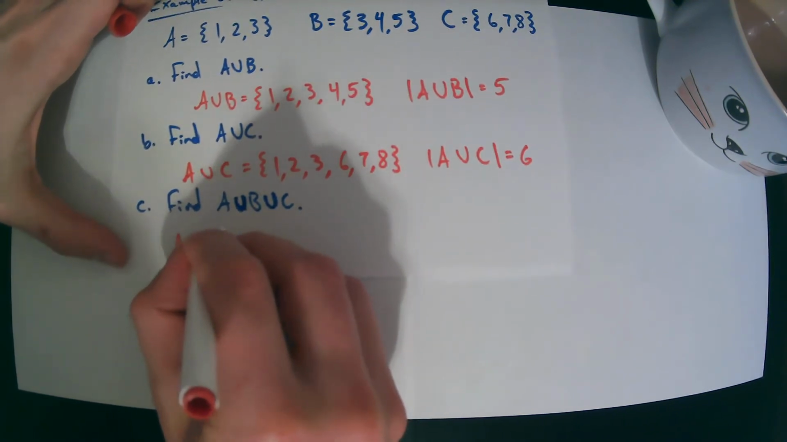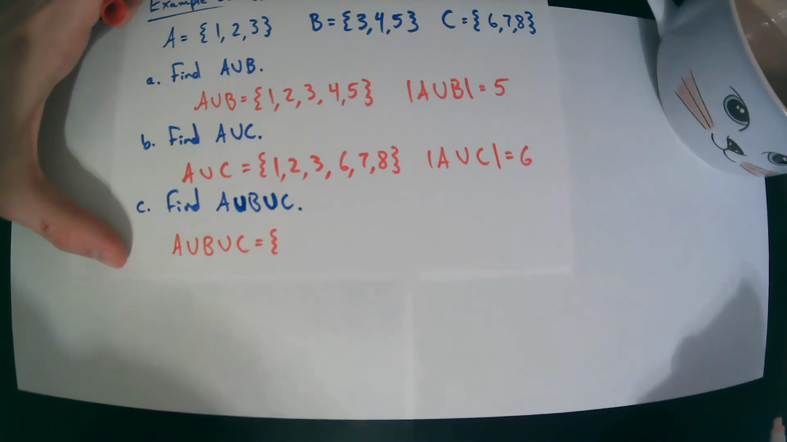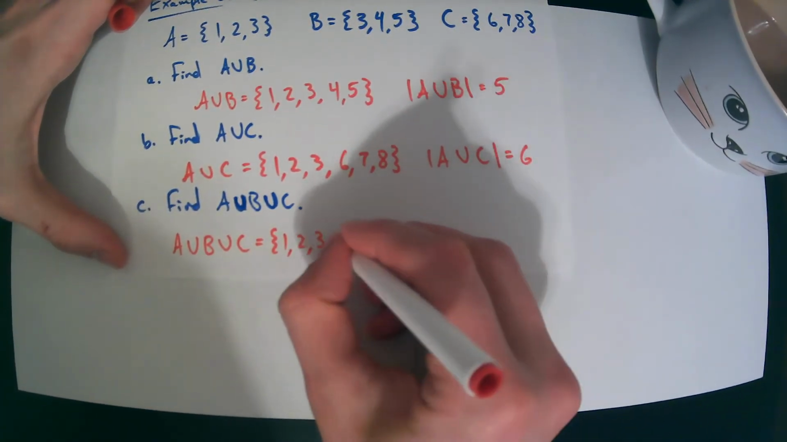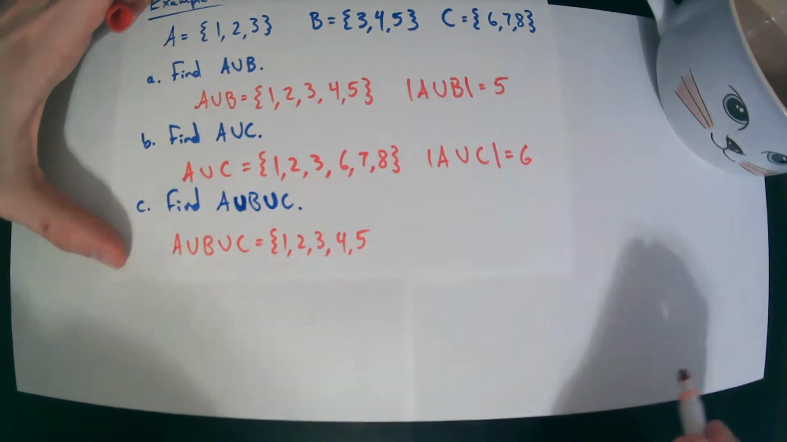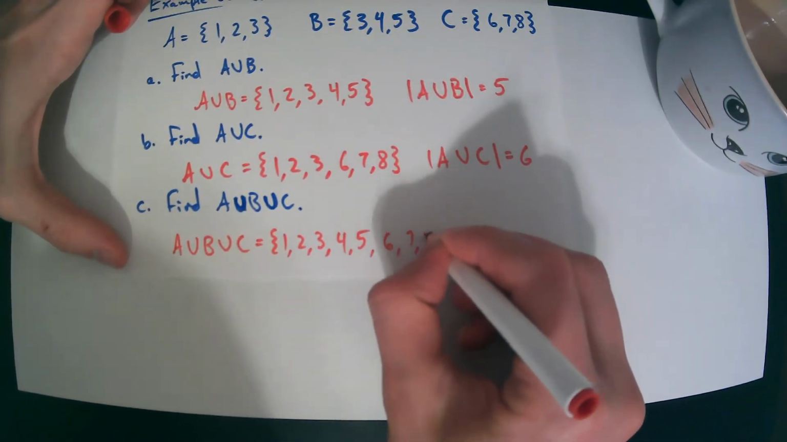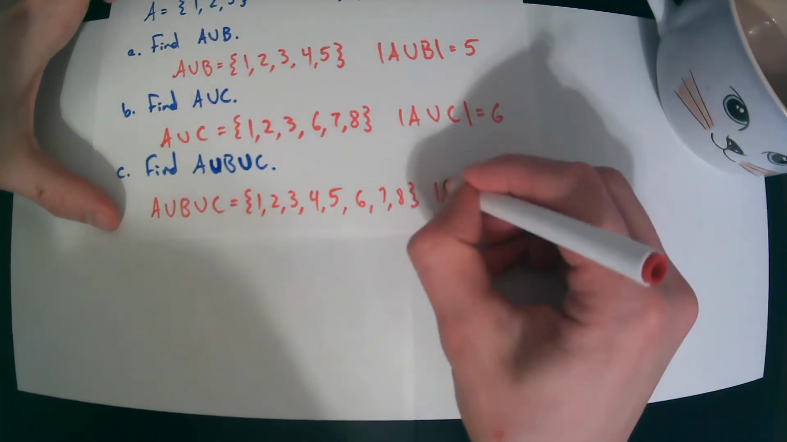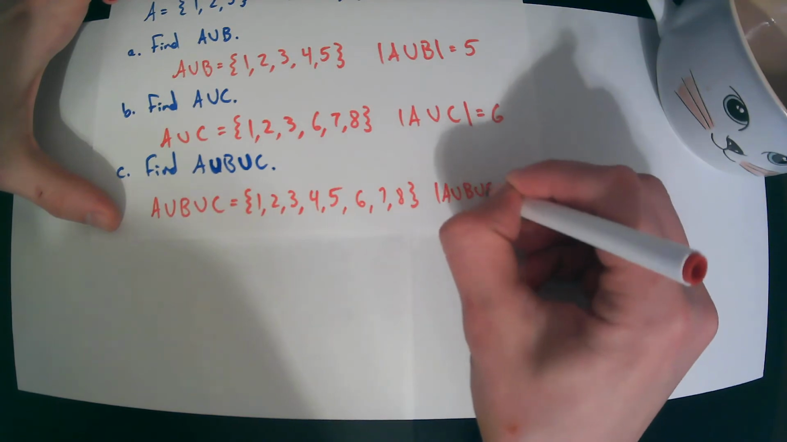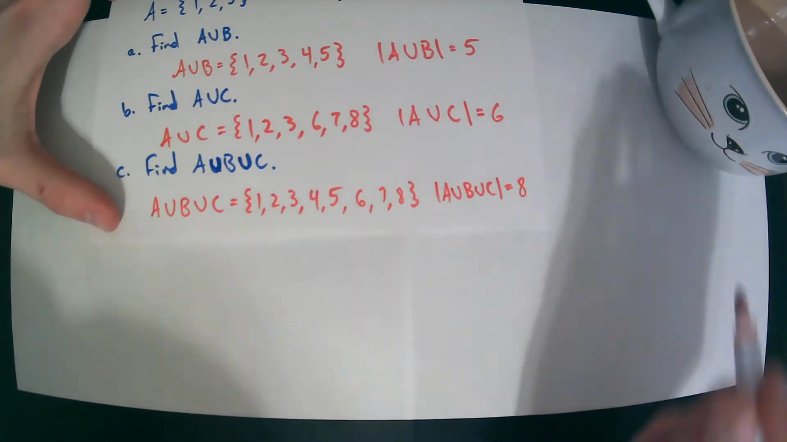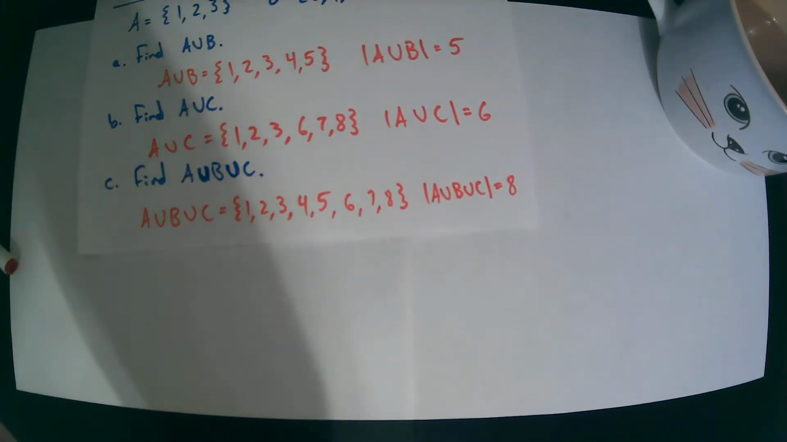So we would say A union B union C. But you don't want to repeat elements. So I'll say 1, 2, 3, 4, 5. That's A union B. Now all the things from C, 6, 7, 8. There we go. And just for extra practice, what is the cardinal number? There are 8 elements. So there's the cardinal number. What else does it ask?